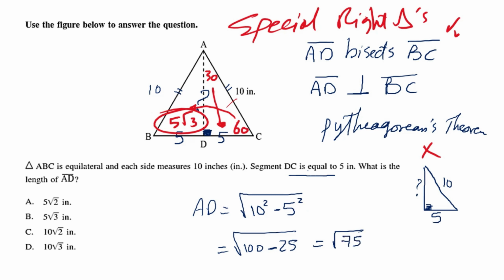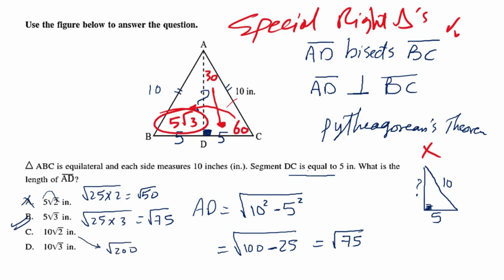Now, how can I simplify root 75? If you don't know how to simplify root of 75, you can use the reverse of the method. For example, 5 root 2, when I put 5 inside, it's going to be 25 multiplied by 2, so this one is root 50. So A is not the answer. 5 root 3, when I put the 5 inside the root, it's 25 multiplied by 3, which is root of 75. So B is the answer. 10 root 2 is 100 multiplied by 2, which is root 200. 10 root 3 is root of 300.